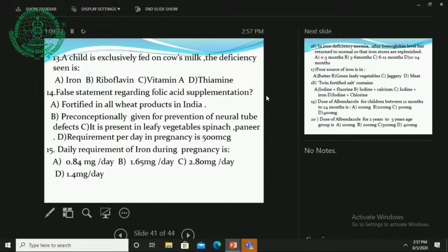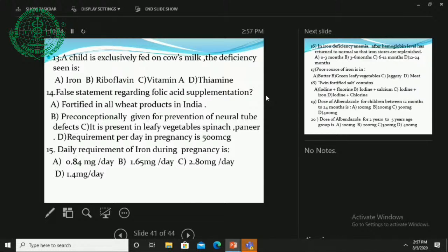Fourteenth MCQ: false statement regarding folic acid supplementation. Fortified in all wheat products in India, preconceptually given for prevention of neural tube defects, it is present in leafy vegetables, spinach, paneer, requirement per day in pregnancy is 500 micrograms. The false statement is fortified in all wheat products in India. So folic acid fortification is not done for all wheat products.